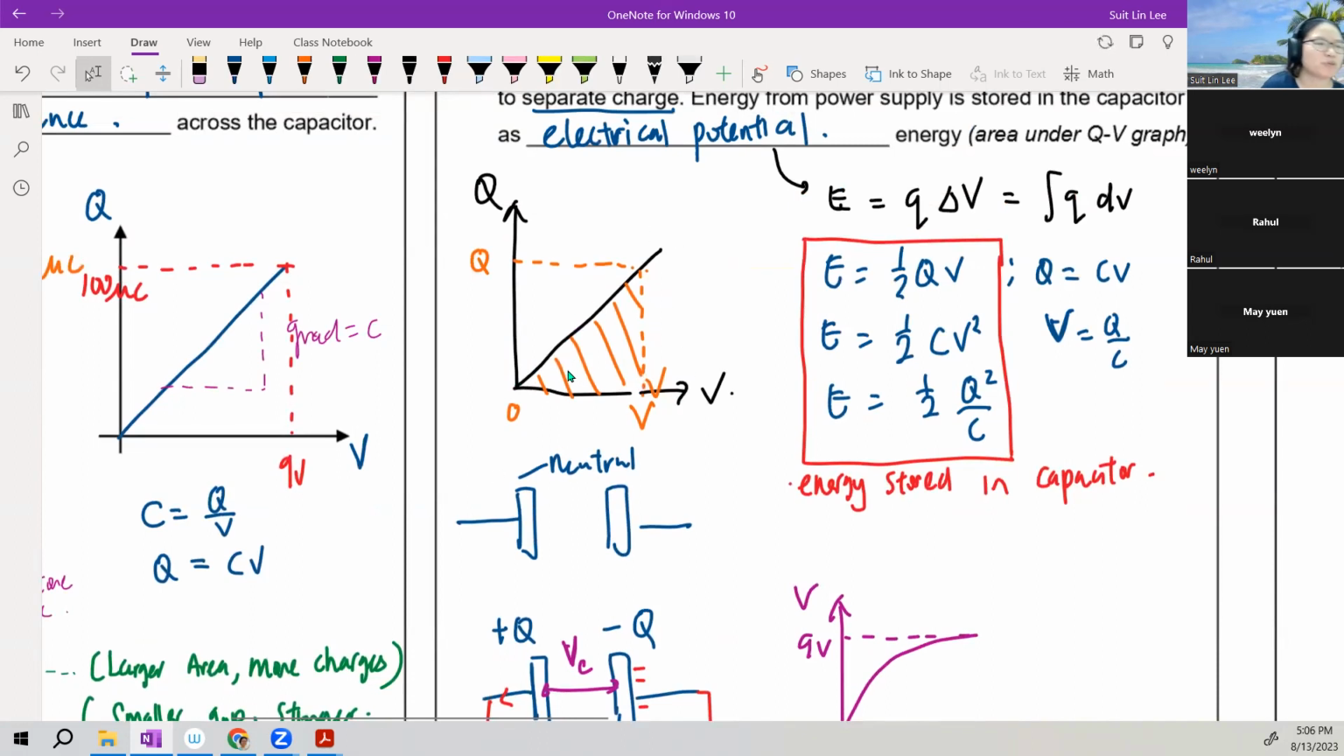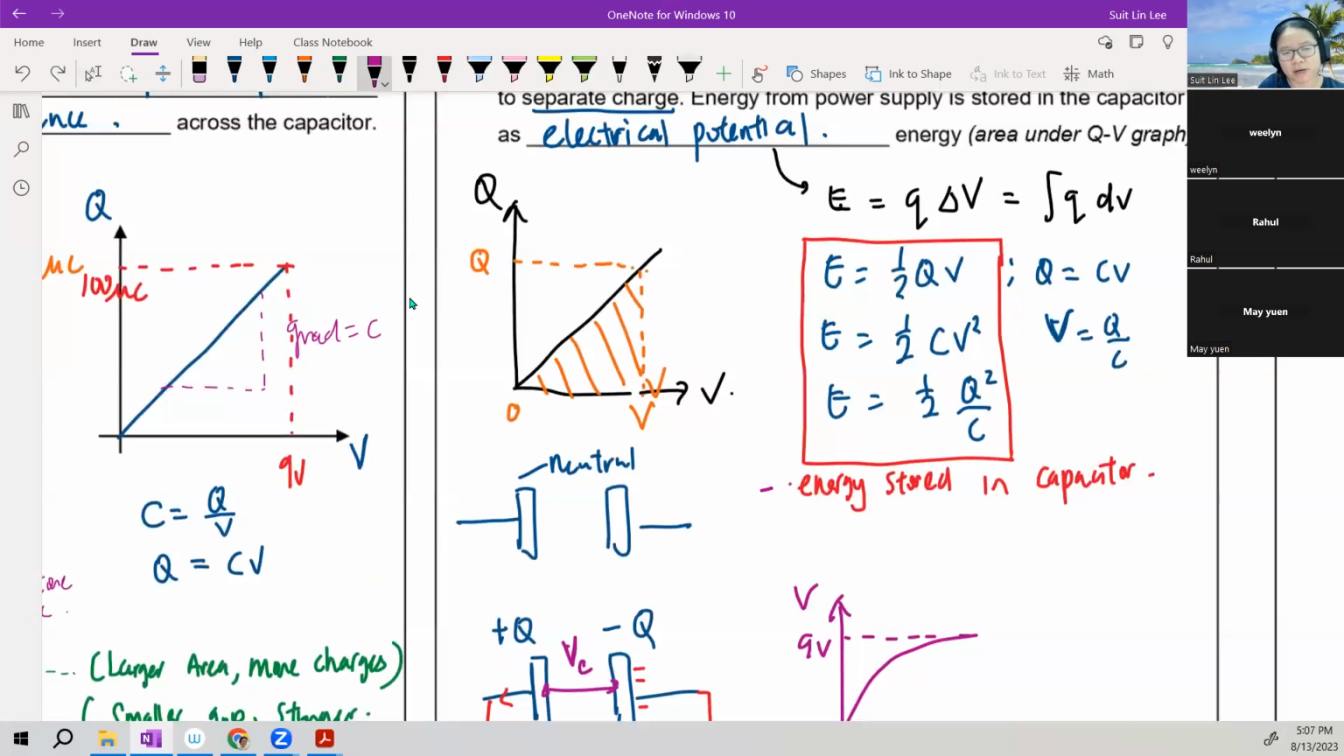It's a bit like when I put the first charge, oh, very easy, because the plate is empty or neutral. When I put the second chunk of charges, it's going to take me more and more energy. The area is more and more. It's a lot like elastic potential energy. The more you stretch the spring, the harder and harder it is for you to stretch the next cm. You need more and more energy because the spring is already stretched. All right. So energy stored in the capacitor is this one.